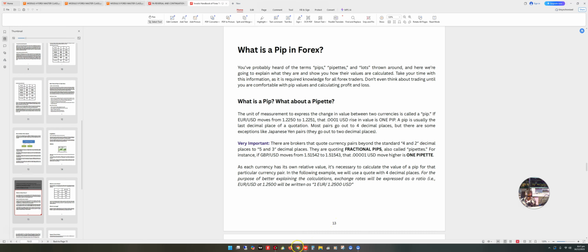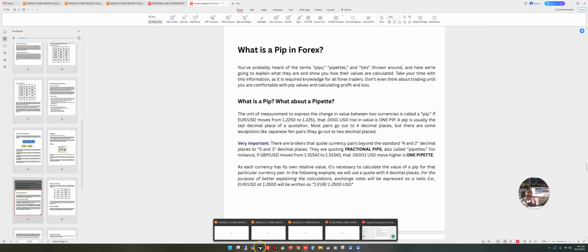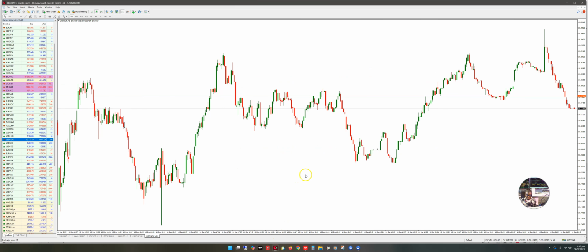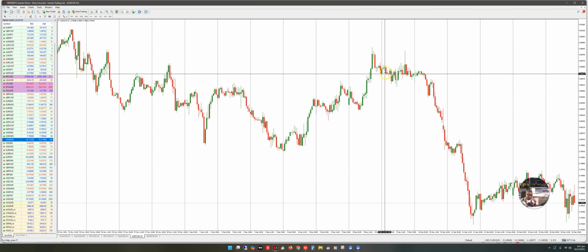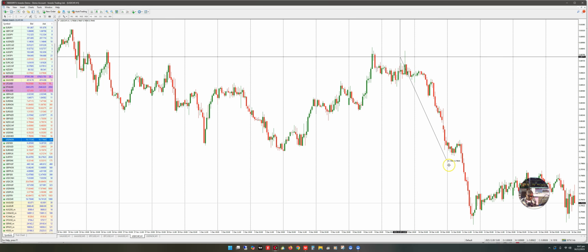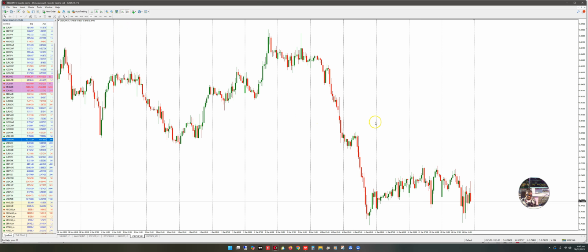So let's go to our chart. Let's go back to USD CHF. The movement of price from this time zone to this time zone is simply referred to as pips, and it's easy to calculate. It's just the difference in price. If I want to know the amount of pips I have, remember I said it's the fourth number after the decimal, so 0.0001 is your pip.